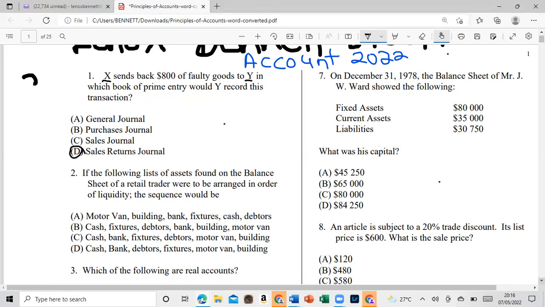C: cash, bank, fixtures, debtors, motor van, building. No, that wouldn't be it. So it's definitely going to be D: cash, bank, debtors, fixtures, motor van, and building. Remember, these are fixed assets, so the fixed assets would be long-term items. These are harder to sell, like the motor van and the building. You can't just get up and sell a building. So that would be D for number 2.